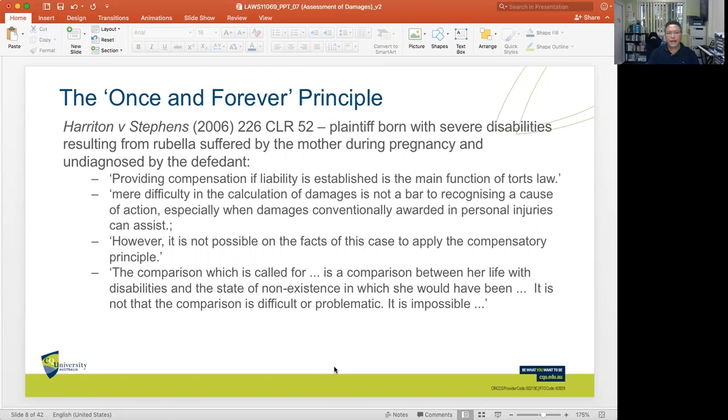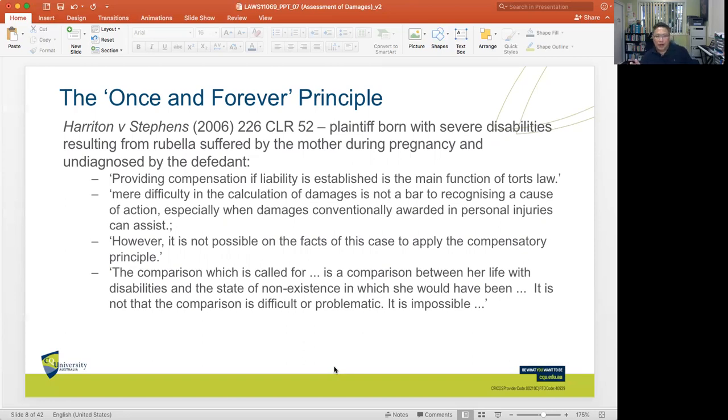And here again, the High Court emphasized that it is the provision of compensation, if liability is established, that is the main function of tort law. The court also said that the mere difficulty in the calculation of damages is not a bar to recognizing a cause of action, especially when damages conventionally awarded in personal injuries can exist.